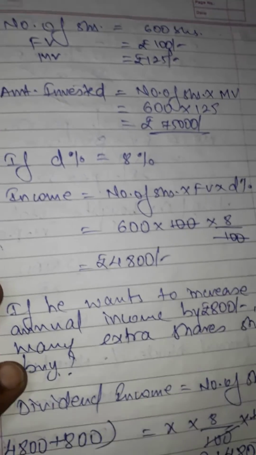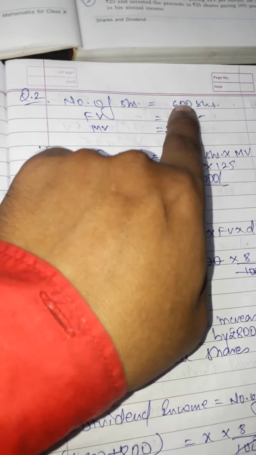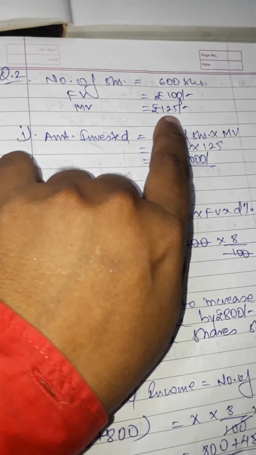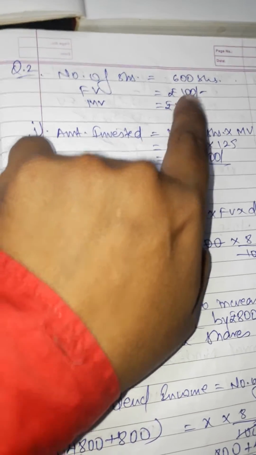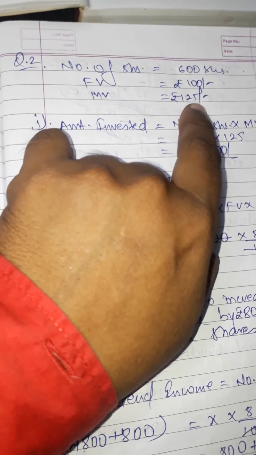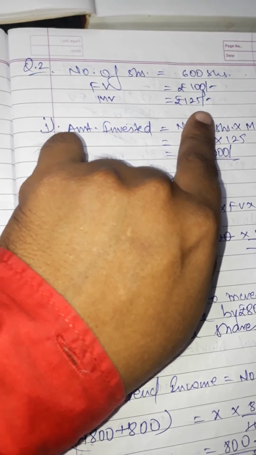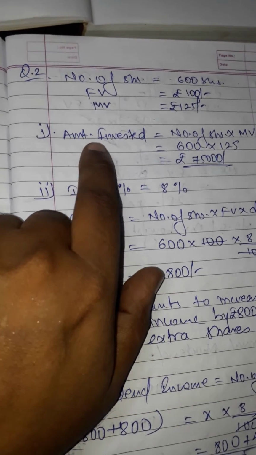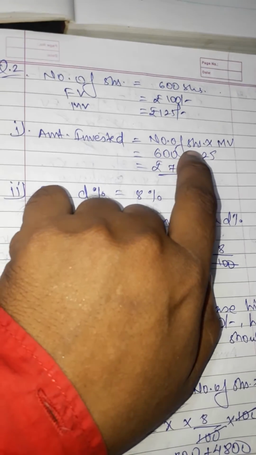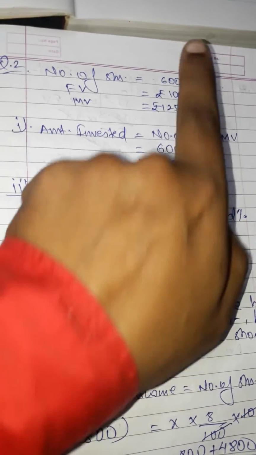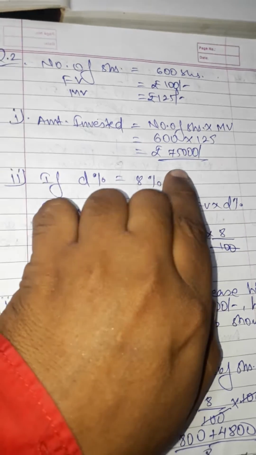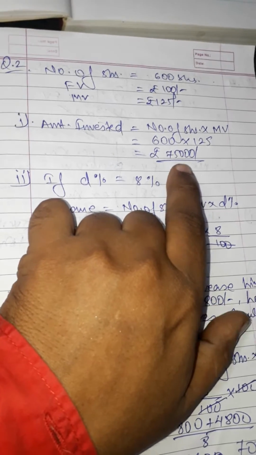Now solution for this. Number of shares is 600, face value is 100 rupees, market value is 125, means company has issued shares at premium. Extra money is charged from the shareholder, rupees 25. First question was asked, amount invested. Amount invested is equal to number of shares into market value, 600 multiplied by 125. Total amount invested was 75,000.